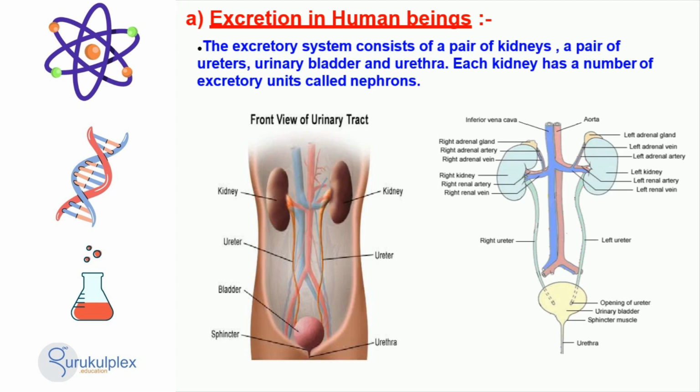Inside the kidneys are thousands of tiny excretory units called nephrons, which filter the blood to remove toxins and then release them via urine. This process of filtration and excretion helps keep the body healthy and functioning properly.